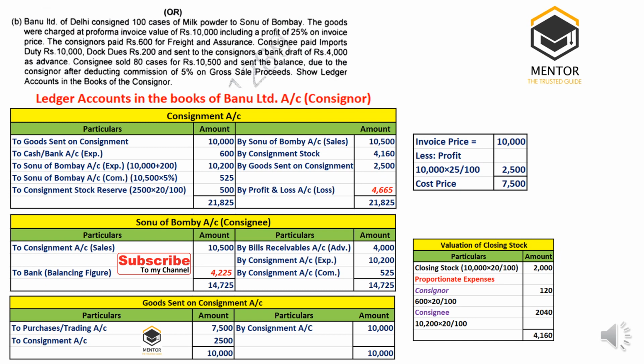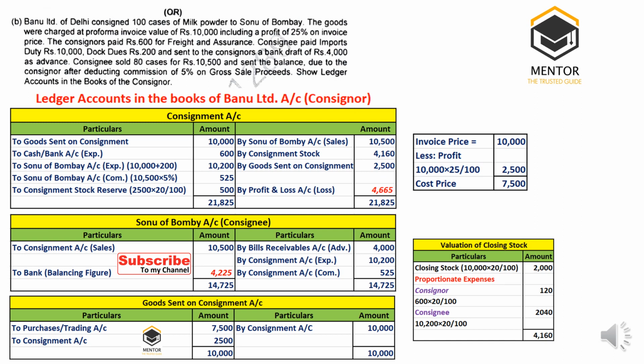Valuation of closing stock. When you come to the closing stock calculation, the value of the closing stock leftover is, out of 100 cases, the consignee sold 80. So leftover is 20. So 10,000 into 20 by 100, that is 2,000 is the value of closing stock. Proportionate expenses under the consignor, 600 into 20 by 100, that is 120. Then the consignee's expenses 10,200 into 20 by 100, that is 2,040. The summation of closing stock comes to 4,160. This will be credited to the consignment account, 4,160. So in this way we have to prepare.